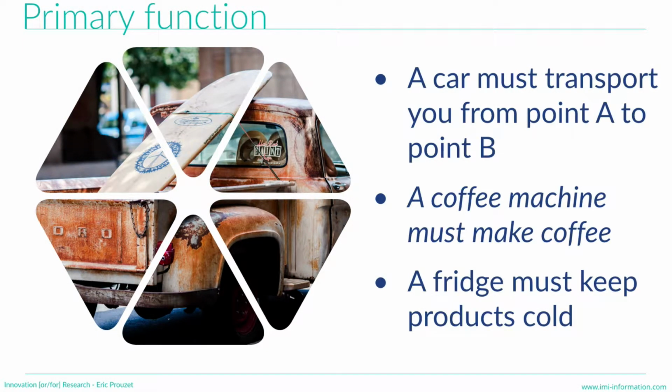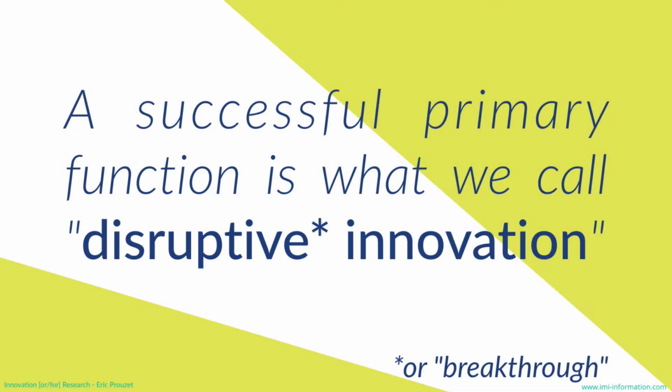A car must transport you from point A to point B. If a car doesn't manage to transport you from A to B, you won't use the car, you won't buy the car, you won't even look at the car. In the same way, the primary function of a coffee machine is to make coffee, and for a fridge, it's to keep products cold.